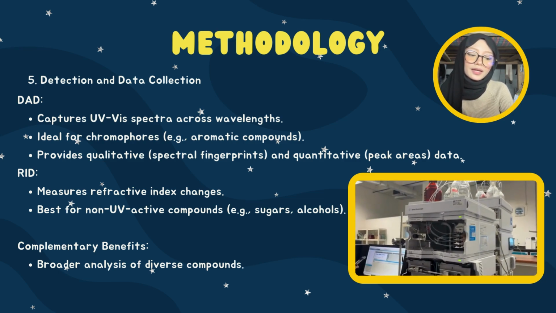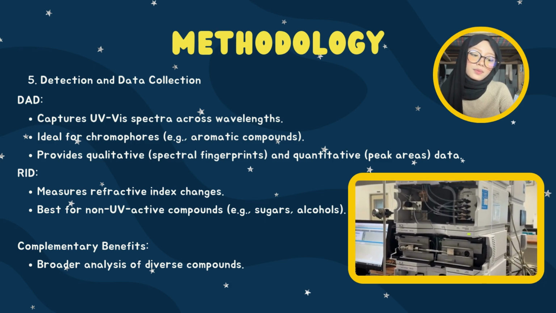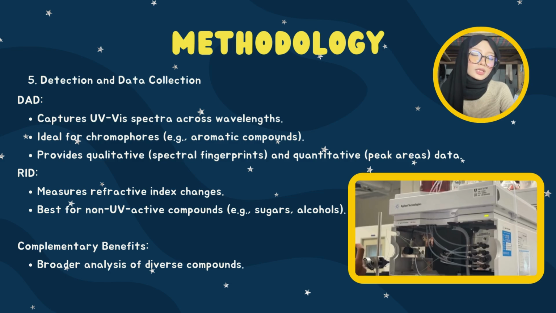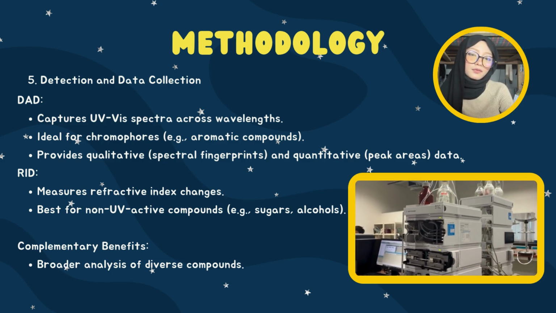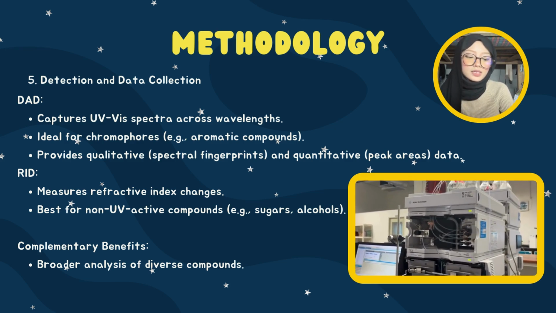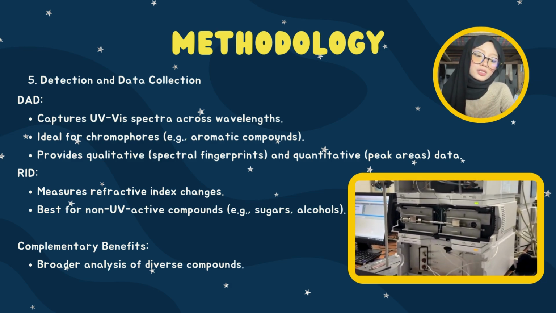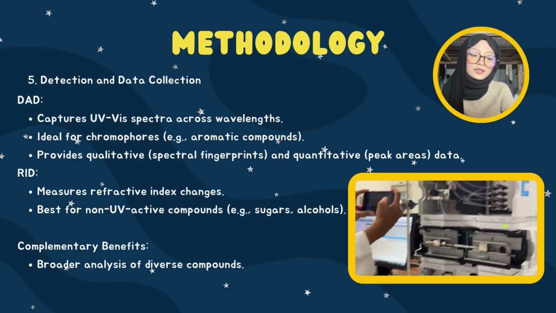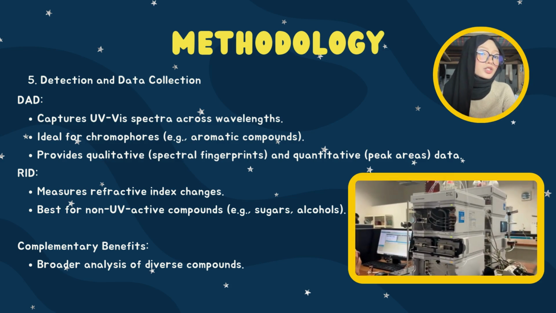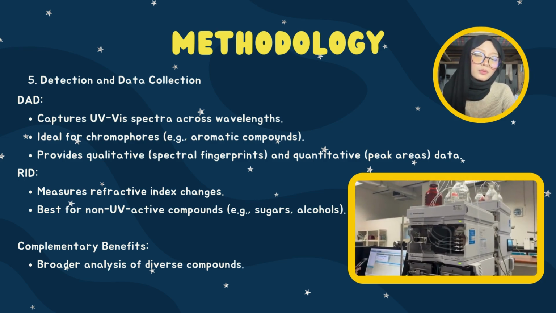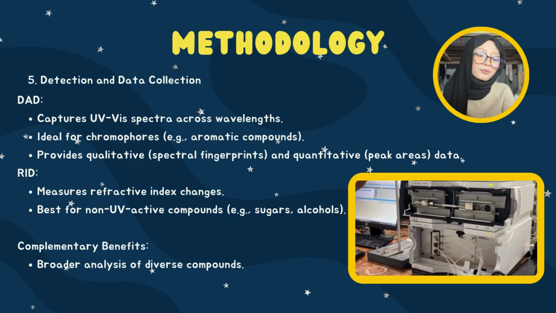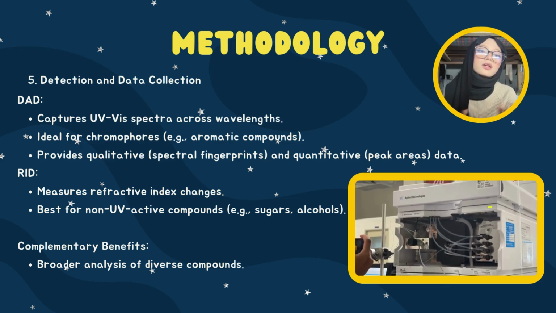data collection phase. The DAD captures UV-visible absorbance spectra across multiple wavelengths, making it ideal for analytes with chromophores like aromatics or conjugated compounds. It provides both qualitative data such as spectral fingerprints and quantitative data like peak areas. Meanwhile, the RID measures changes in the refractive index between the analyte and the mobile phase, which is especially useful for compounds like sugars or alcohols that do not absorb UV light. Together, these detectors complement each other, allowing for a broader analysis of both UV-active and non-UV-active compounds.